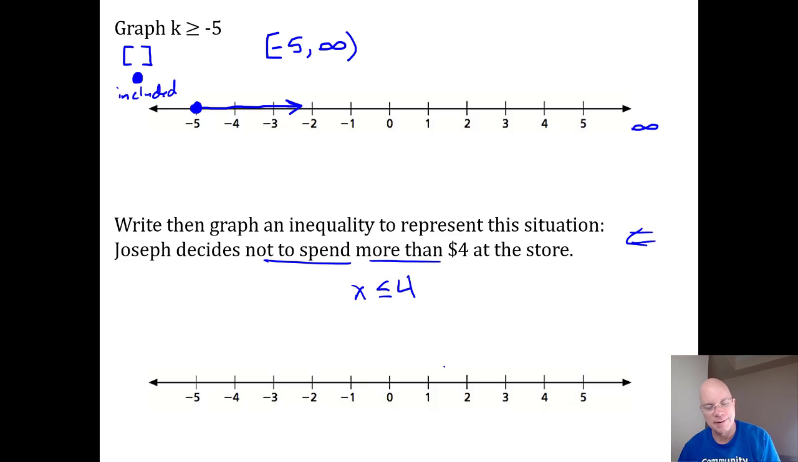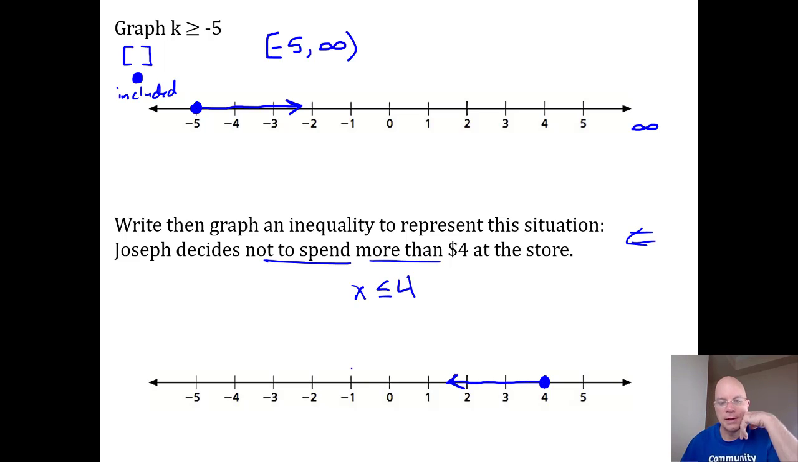Now, when you start doing word problems, it gets a little dicey, and so I'm sure some of you are already wondering about something. I'll get to that in a minute. But let's just graph this inequality and forget about the context of the situation just for a second. But trust me, I'll address what you're probably thinking about. Could he spend exactly $4? Yes. So I put a solid dot at 4. And then he could spend less than, so I'm going to put the arrow going to the left.